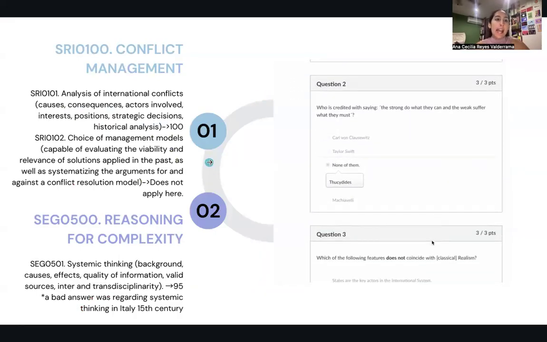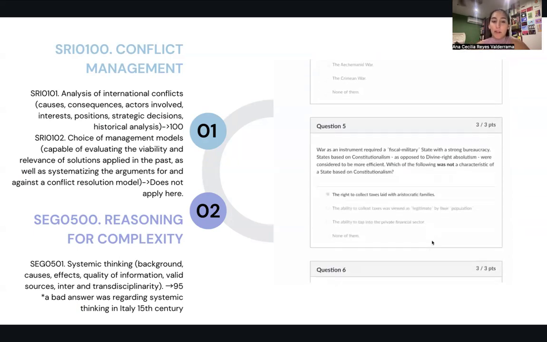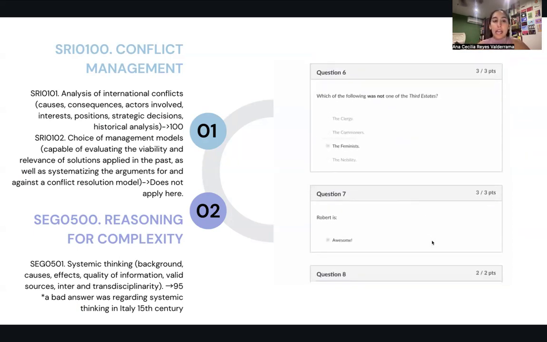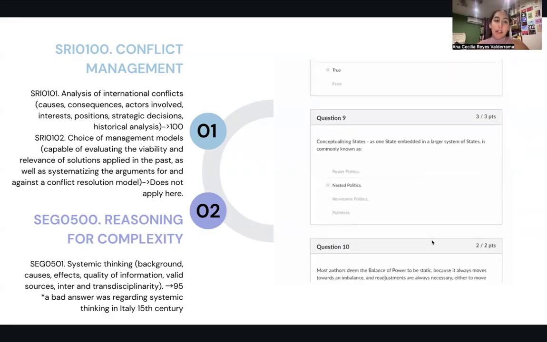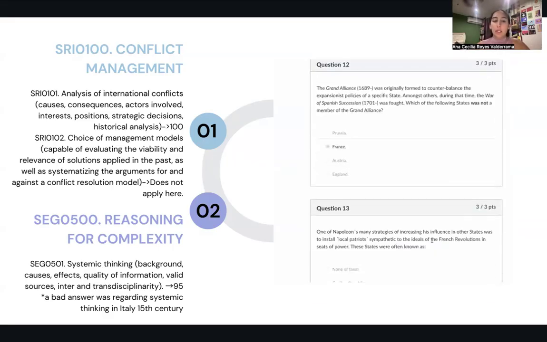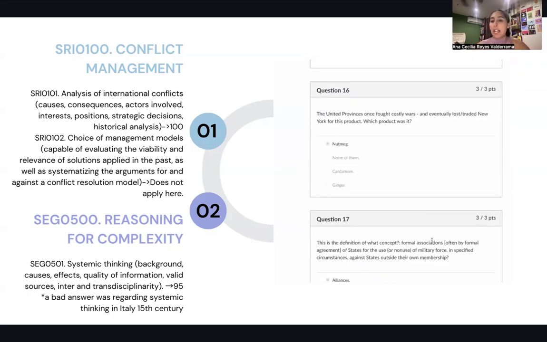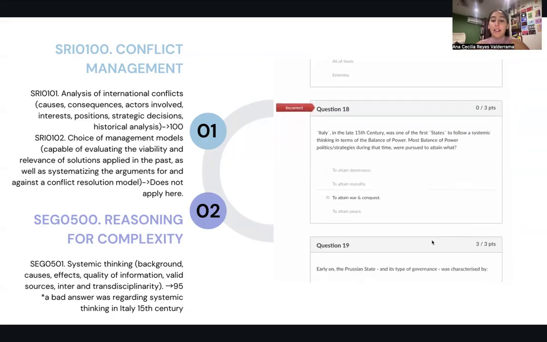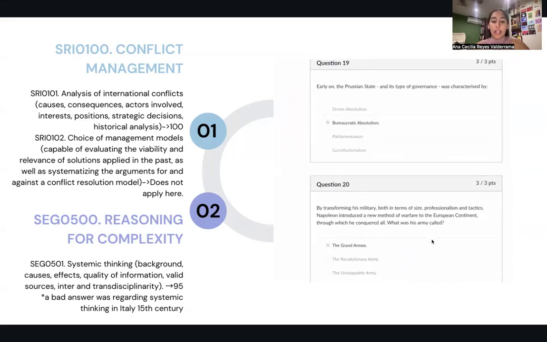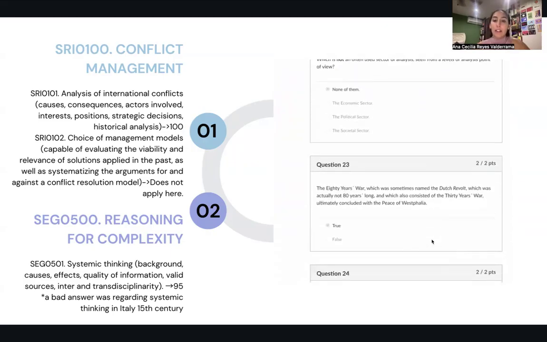And well, then I did the same with the exam. I think the choice of management models could not apply here because I didn't evaluate the relevance of solutions. But in the first one, I think it is very clear because of causes, consequences, and actors involved. I had all the right answers there because I studied a lot, and these are the themes that we saw. I am very passionate about them, and I really, really read the books and learned the information.